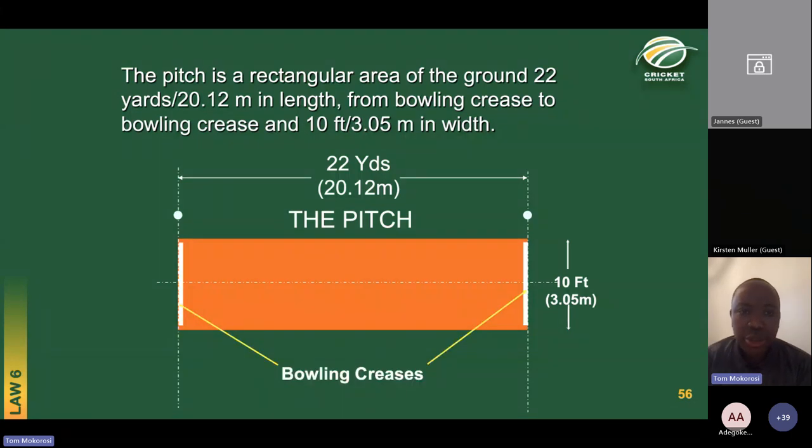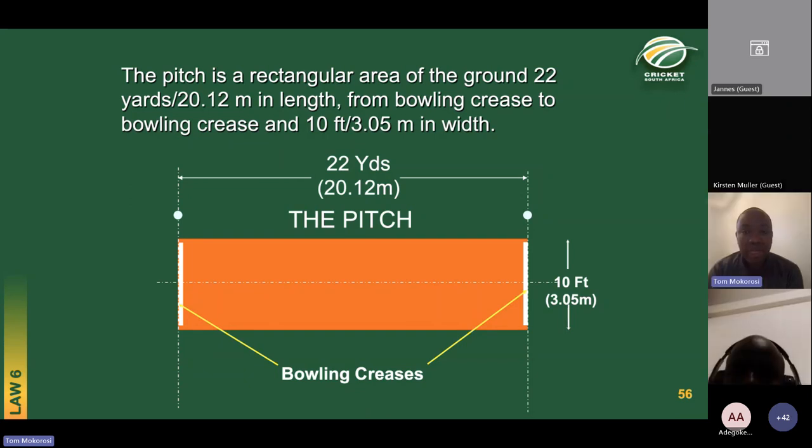What you need to do is you need to measure the pitch, so always have a tape measure up to 30 meters long to measure from middle stump to middle stump. And we have got a guideline here at Western Province Cricket Umpires Association that if a pitch is either more than 30 centimeters too long or more than 30 centimeters too short, then we will have to make a plan to change the pitch markings so that the one crease is brought closer or taken further away from the other crease so that we can get to 20.12 meters from middle stump to middle stump.